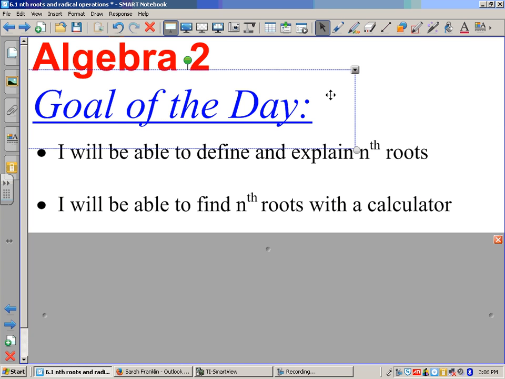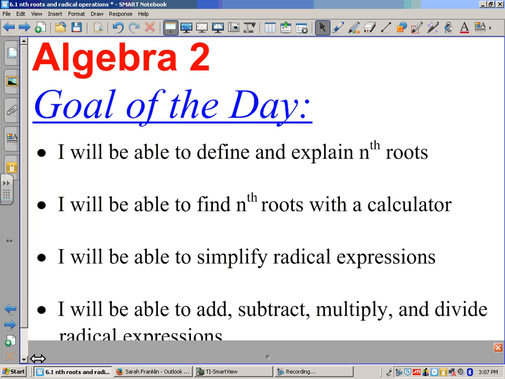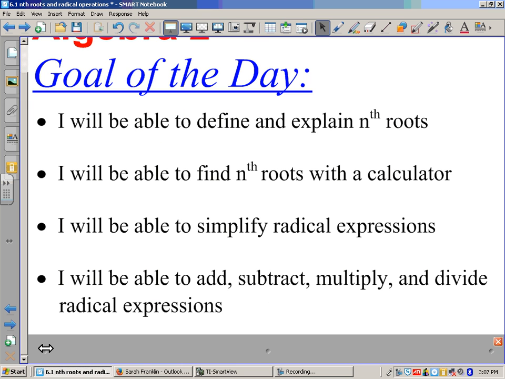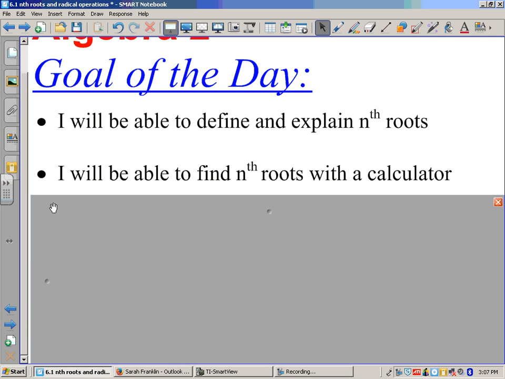Today's lesson, we are going to start to explain and define what nth roots are. Like we have graphed square roots and cube roots, we can have fourth roots, fifth roots, sixth roots, etc. You'll be able to find nth roots with a calculator. The next couple of days, we'll be able to simplify roots that are written with radicals. You'll be able to add, subtract, multiply, and divide roots that are not just square roots. But we're not getting to that until later. This is just going to be defining them.